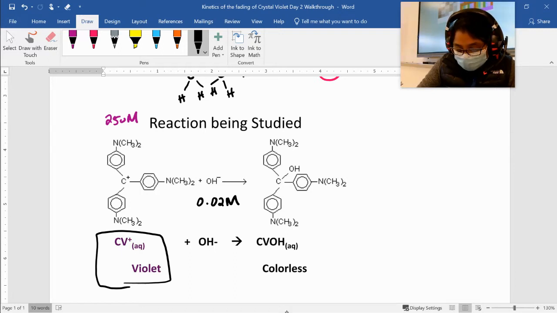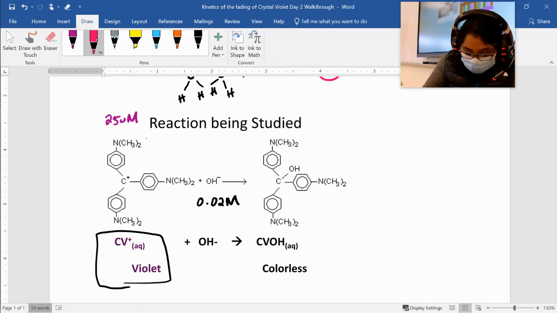And when you add the hydroxide, it actually donates a pair of electrons to this carbon and forms a covalent bond, and it changes the structure of the crystal violet, rendering it colorless. Okay, so it changes the way that light interacts with crystal violet, making it colorless. So we're using this reaction to do a kinetics experiment to figure out the rate of this reaction.